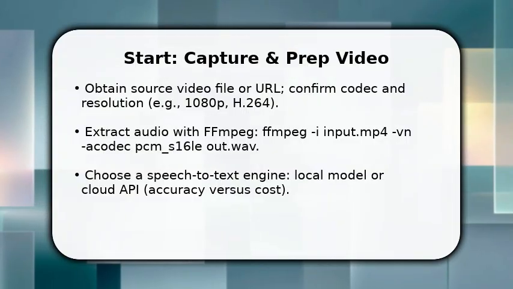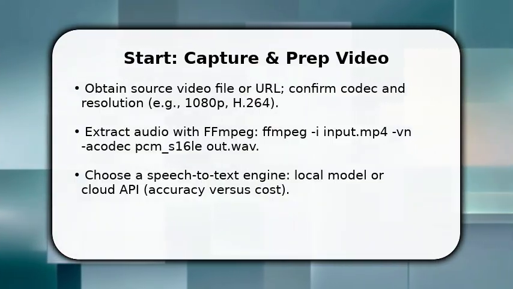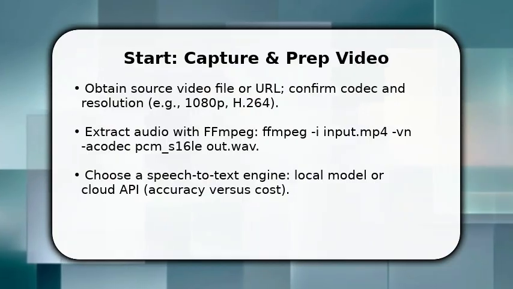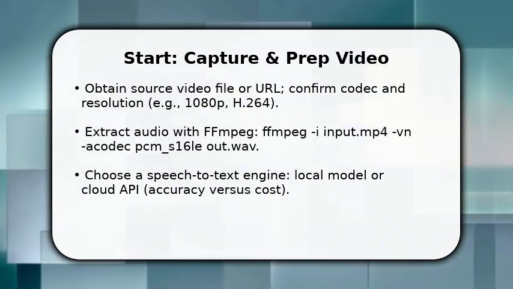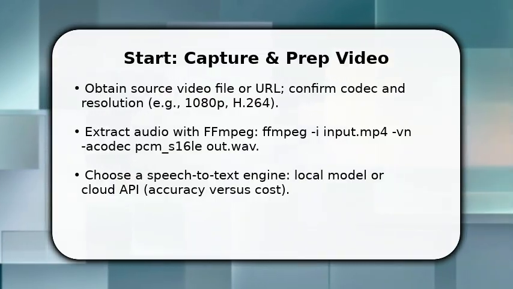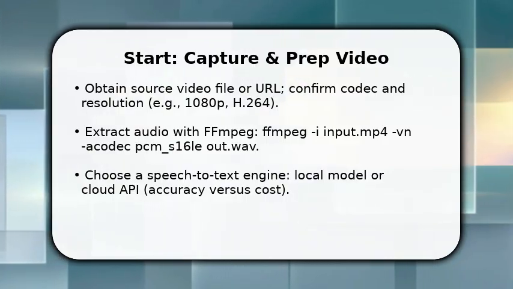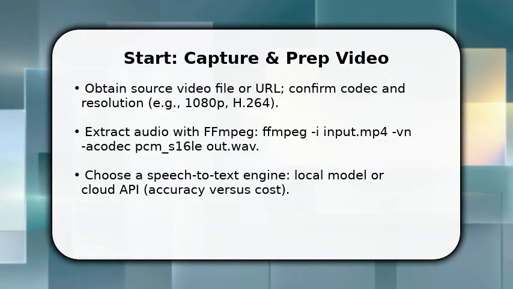You begin by getting the exact video file or a stable URL and extracting its audio right away. This reduces lip sync drift later. Once done, run FFmpeg to create a clean WAV track and note the video codec and frame rate so subtitles match timing. Next, pick a speech-to-text option.